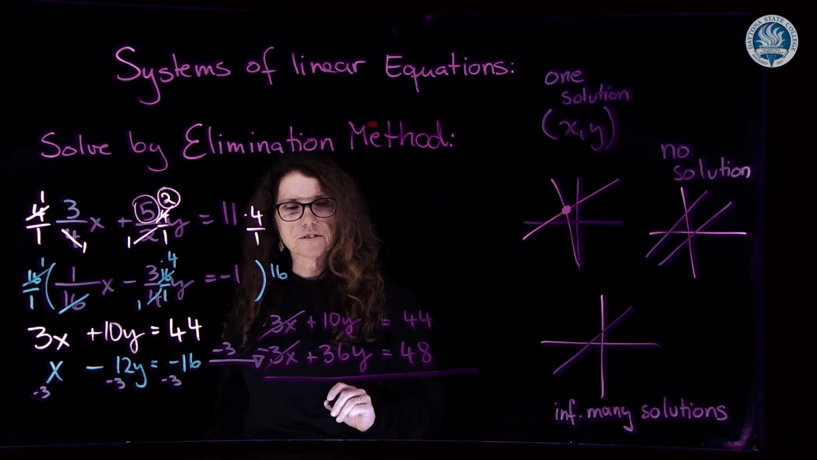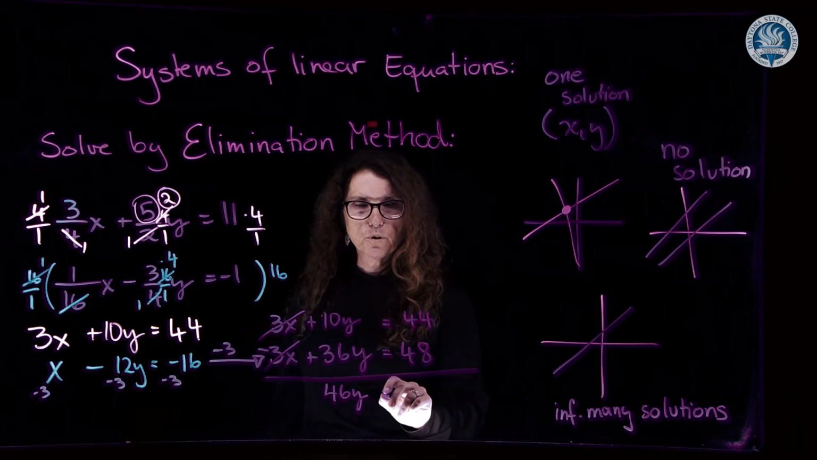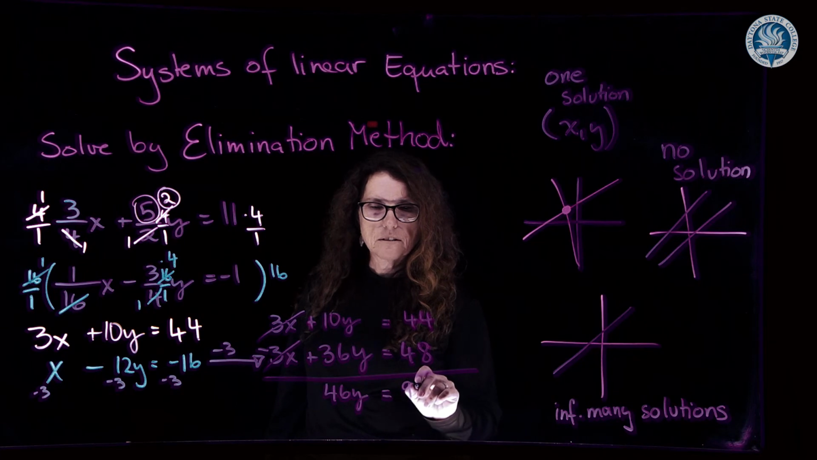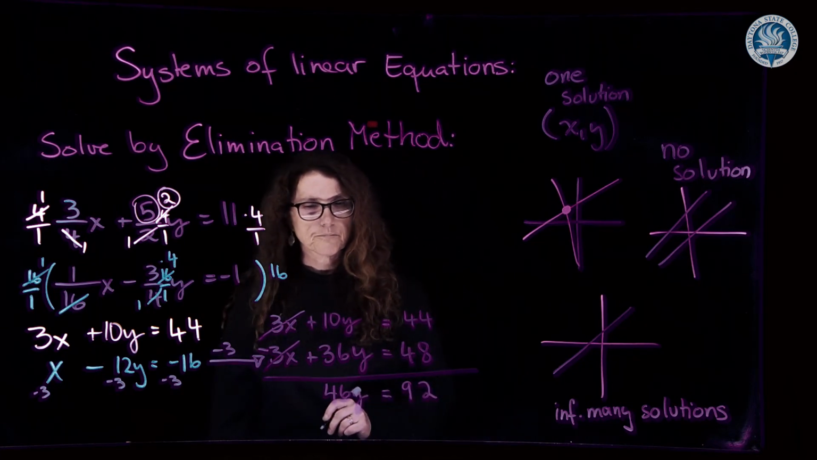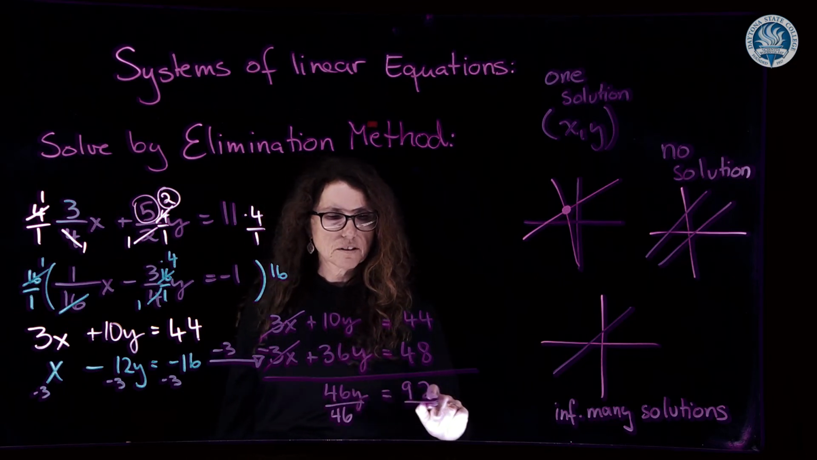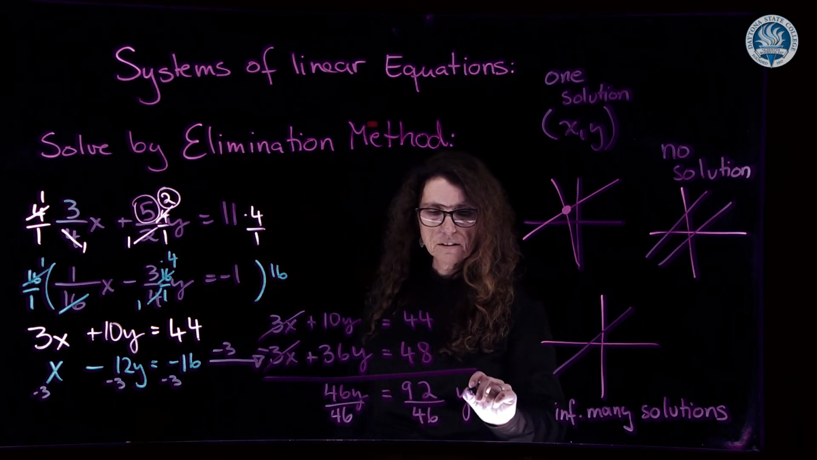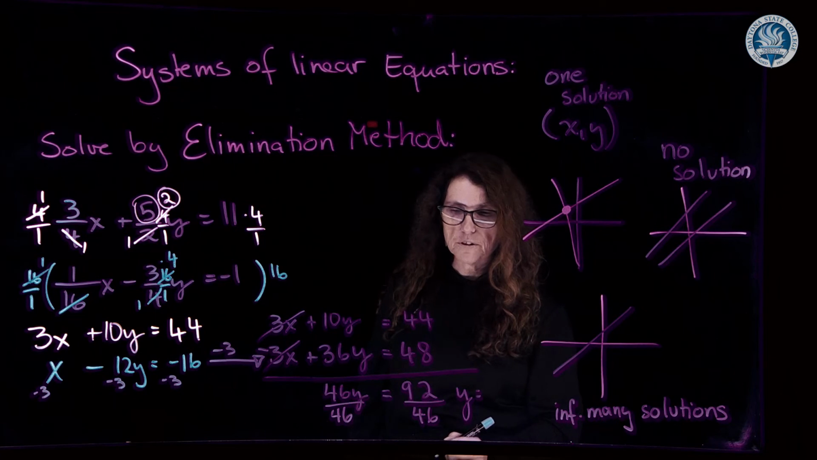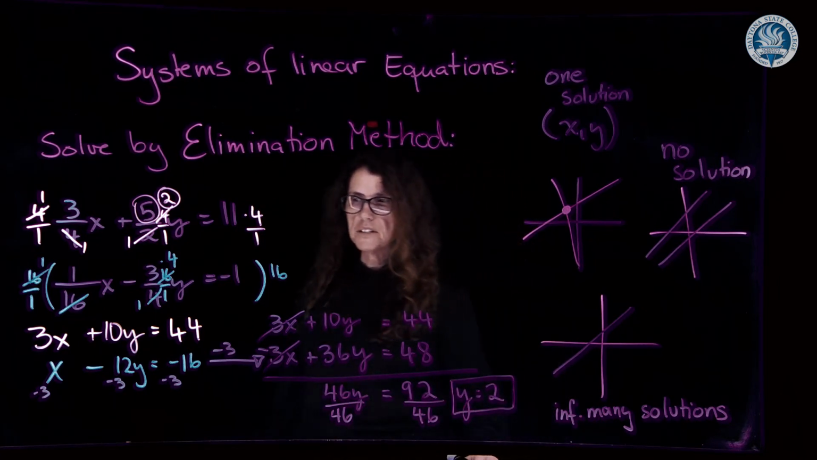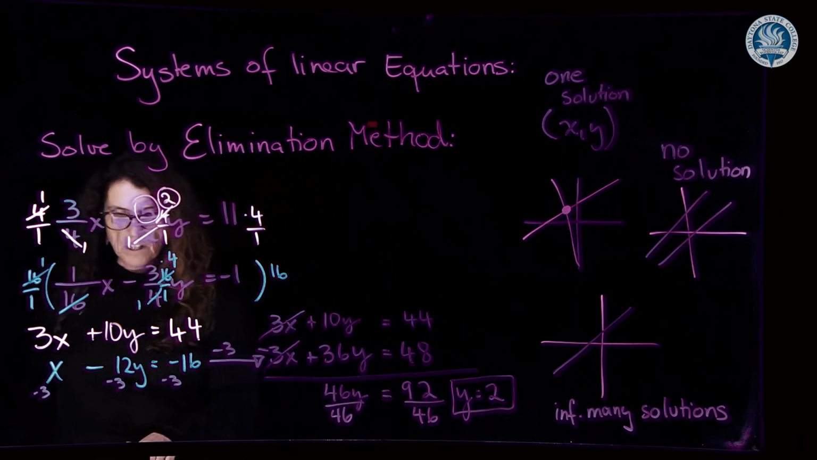10y plus 36y is 46y, and 44 plus 48 is 92. I divide this by 46. 92 divided by 46. You either use your calculator or you know that 92 divided by 46 is 2. Y is equal to 2. Now you need to find your x value.